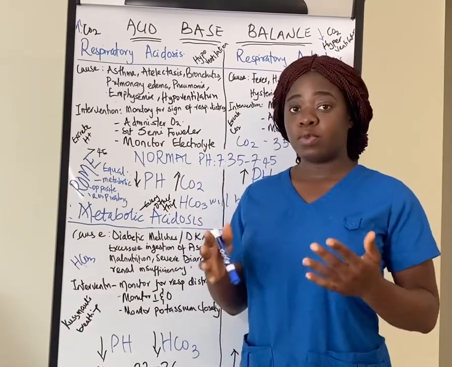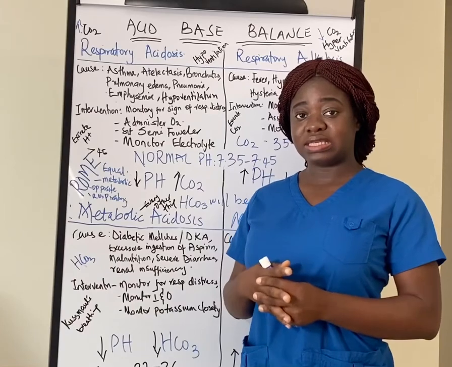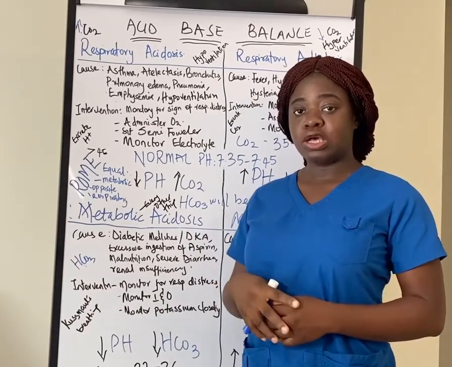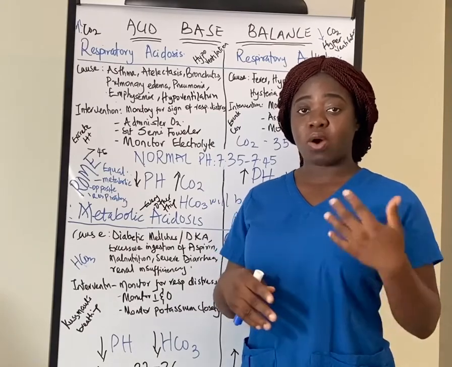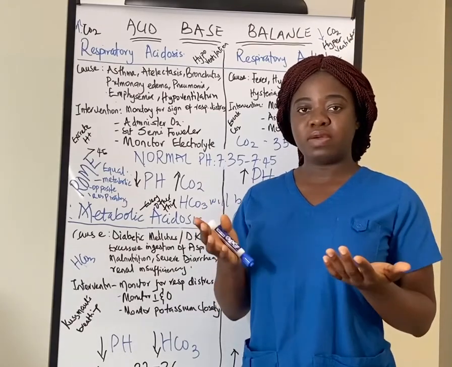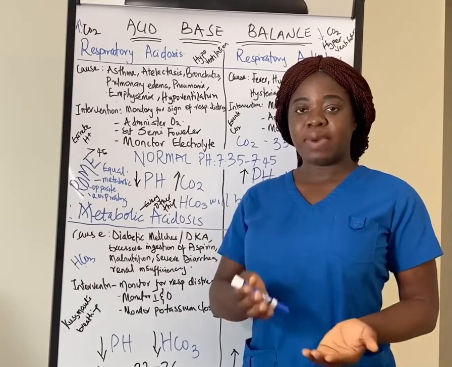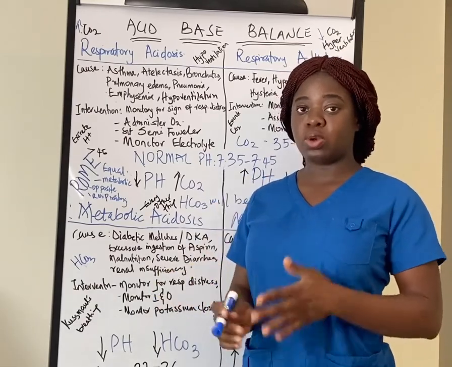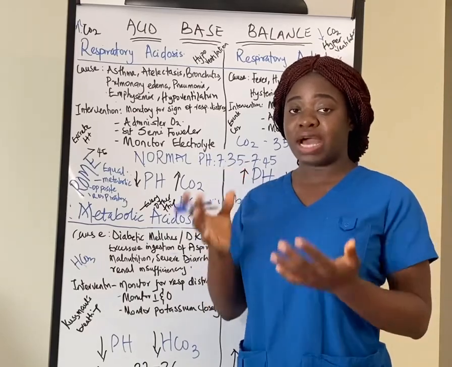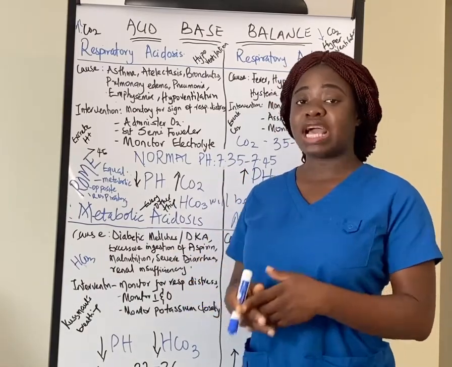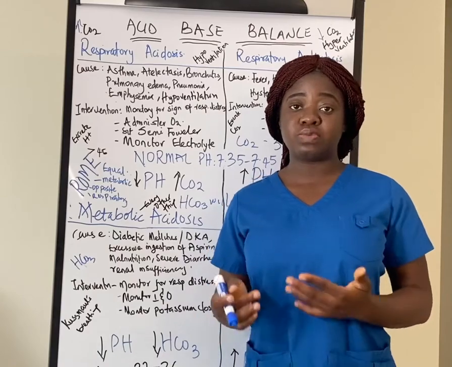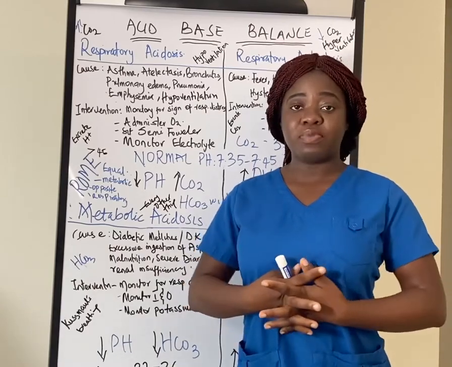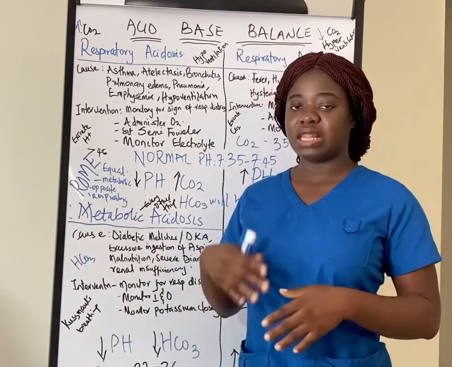We need to understand that the acid and the base in the body must be maintained to prevent acidosis or alkalosis. And there is a way the body helps to maintain that by balancing the pH and the CO2, and also balancing the bicarbonate in the body. So there are three systems that the body uses to maintain the acid-base balance: we have the chemical buffer system, we have the kidney, and the lungs.